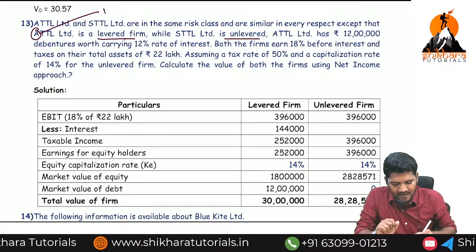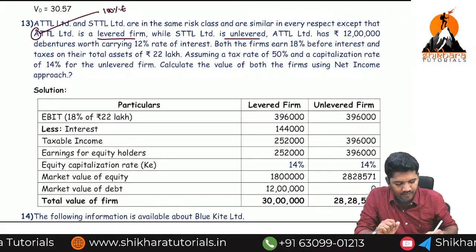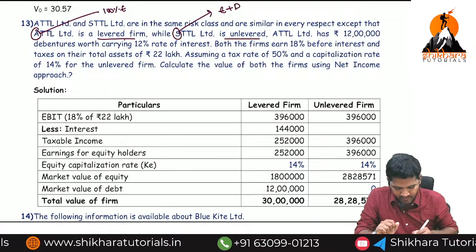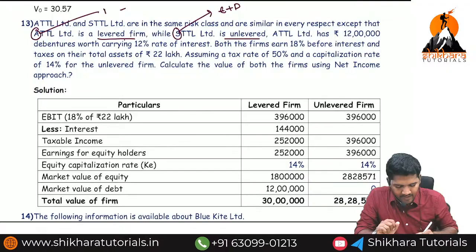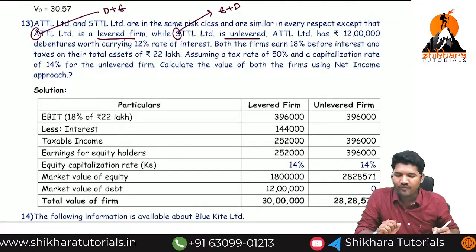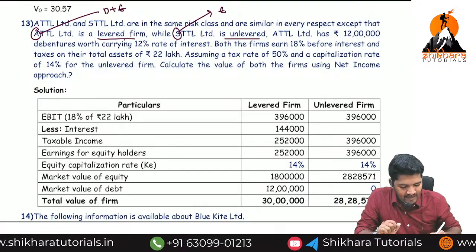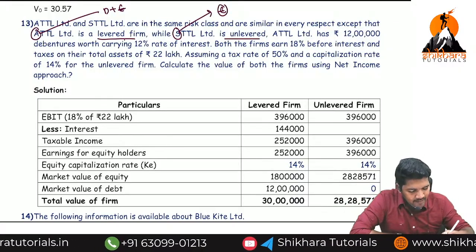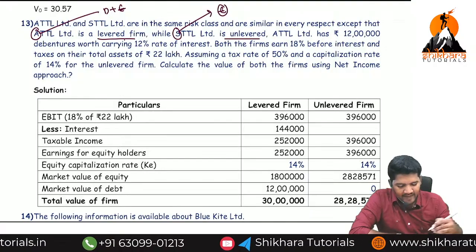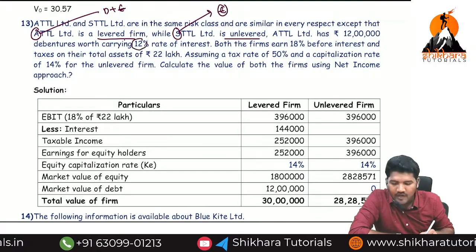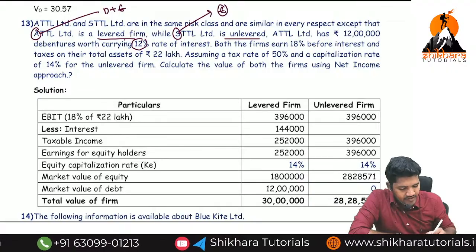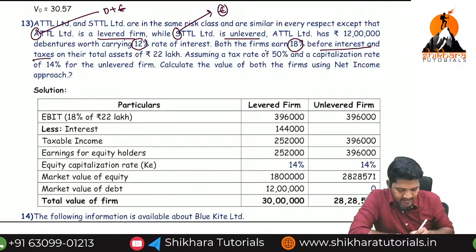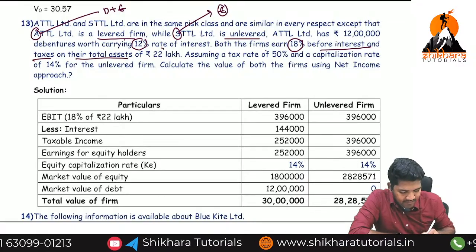A limited is a 100% equity maintaining firm. S limited is equity plus debt. Sorry, A limited is a debt plus equity mixed form, and S limited is an equity only form. Are you clear, sir? Okay, done. A limited has 12 lakh debentures carrying 12% rate of interest.